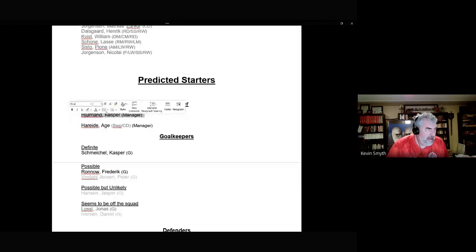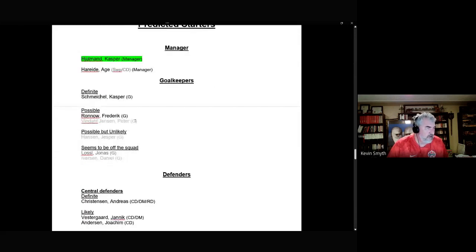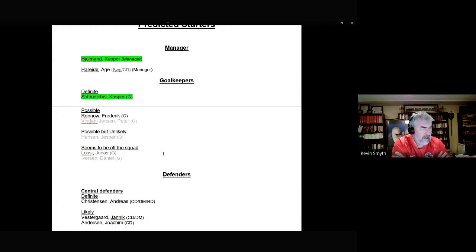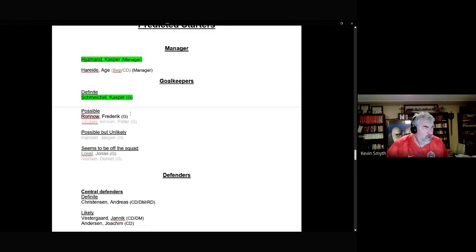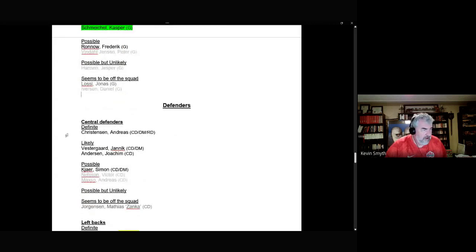So manager Kasper Hjulmand, we doubt they'll change their manager before the World Cup here, so it looks like he'll be leading them through the World Cup. We'll call him a starter. Kasper Schmeichel will definitely be the starter, and if he isn't, they're going to have a bit of a problem because they don't have any likely candidates. They haven't really developed a backup keeper for the national team, so a couple of possible candidates there, but no likely candidates to mention, and Kasper Schmeichel as the starter there.